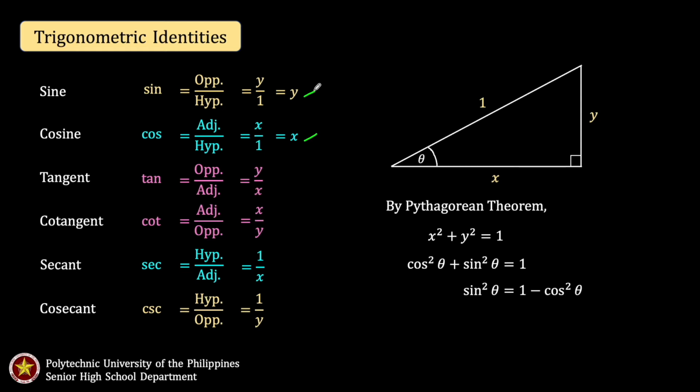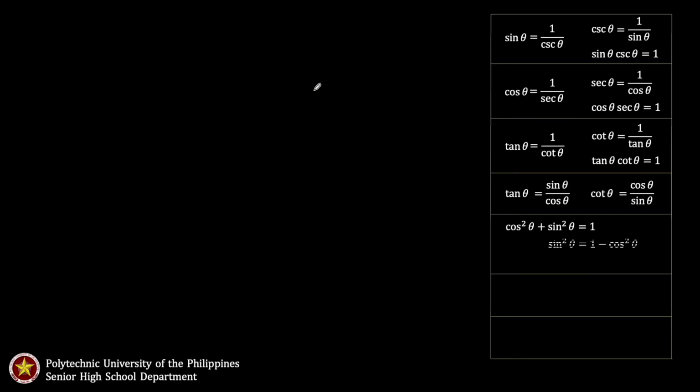Sine squared theta is equal to 1 minus cosine squared theta. You can verify. Also, we have cosine squared theta equals 1 minus sine squared theta. So these three identities are called the Pythagorean identities. So we can now put this on our table. Note, we can acquire the last two remaining identities from cosine squared theta plus sine squared theta equals 1.